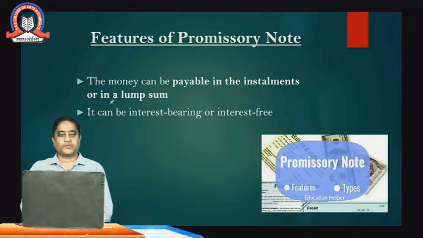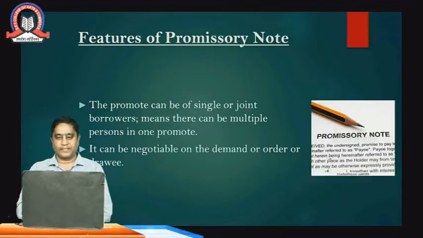What are the features of a promissory note? The money can be payable in installments or in lump sum. It can be interest bearing or interest free, which is to be mentioned in the promissory note. Coming to the other features, the promissory note can be made by single or joint borrowers. It can be multiple also, or one pro note. It can be a negotiable instrument payable on demand or to the order of the drawee.